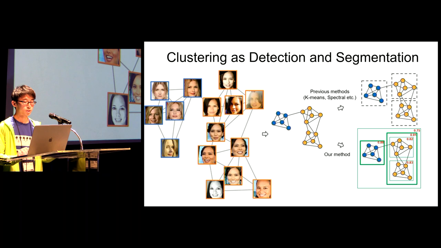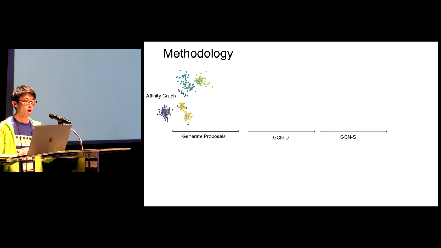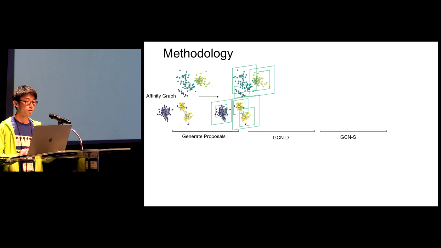Our clustering framework adopts a pipeline similar to Mask R-CNN for instance segmentation. That is, generating proposals, identifying positive proposals with GCN detection, and refining proposals with GCN segmentation. First of all, we construct the affinity graph based on face features.